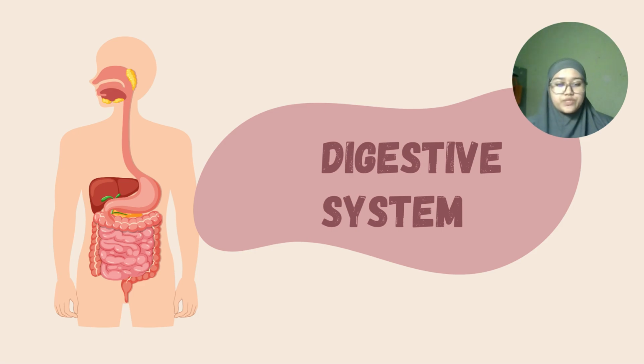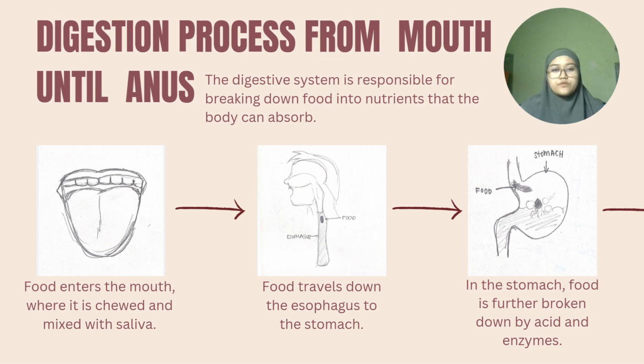So now I will be presenting chapter 6, which is the digestive system. So what is the digestive system in general? The digestive system is a complex series of organs and glands that work together to break down food into nutrients that the body can absorb. It's like a long muscular tube that starts at the mouth and ends at the anus.